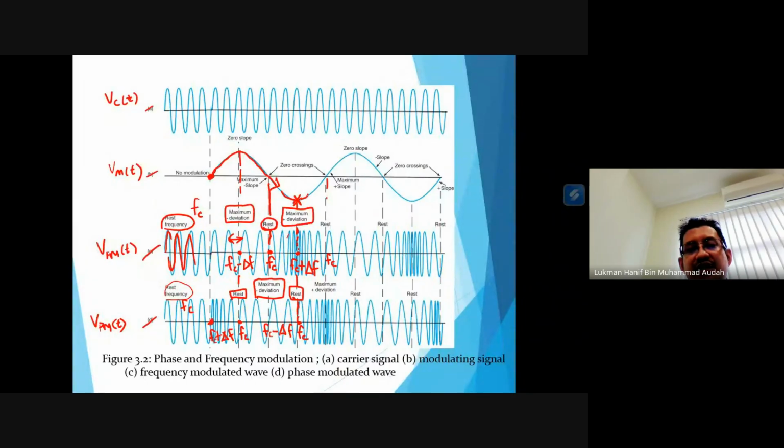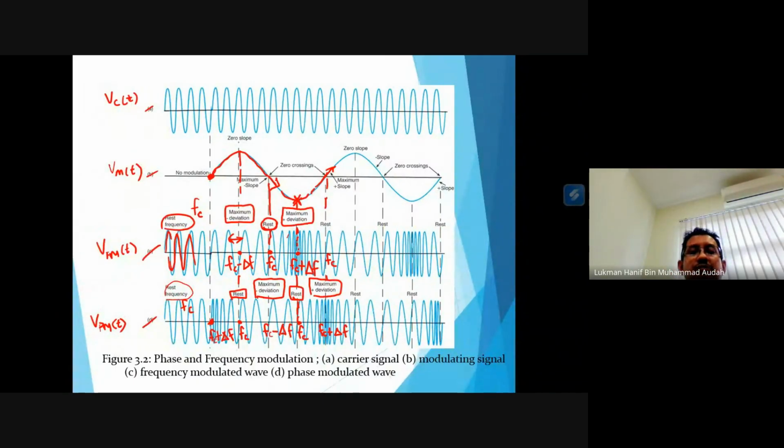Then the input moves again. Now it moves towards zero crossing from negative towards positive. So what happens at the output? You're going to see that the output will have maximum positive deviation. Maximum positive deviation means that the carrier would be at maximum frequency, which is Fc plus delta F. And the process repeats again for the next cycle and so on.